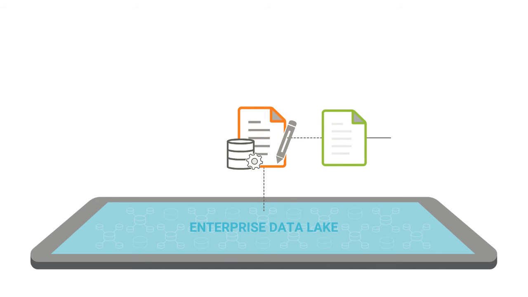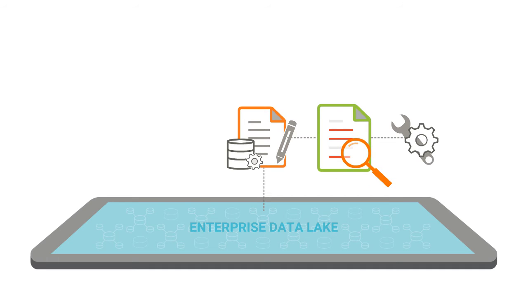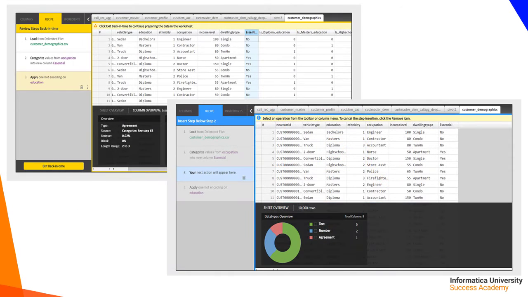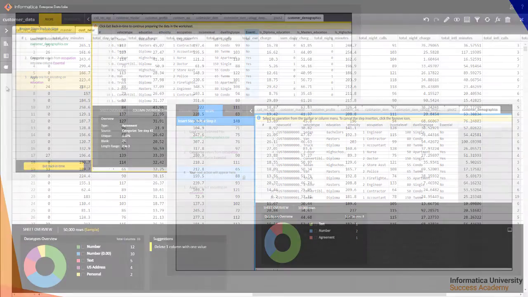It is useful for enabling collaborators on a project to see what has been done thus far, or if you are troubleshooting issues discovered in a worksheet. In this video, you will watch how to perform back-in-time actions.